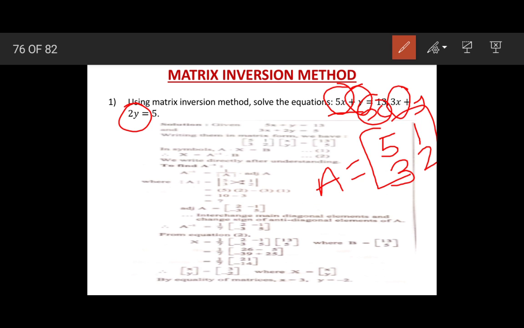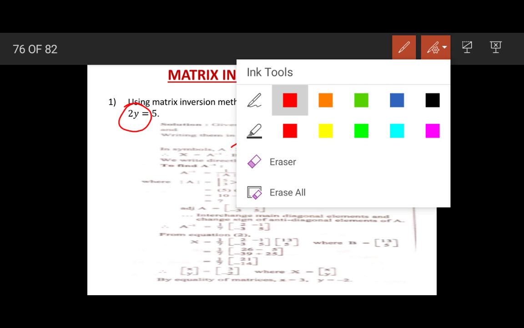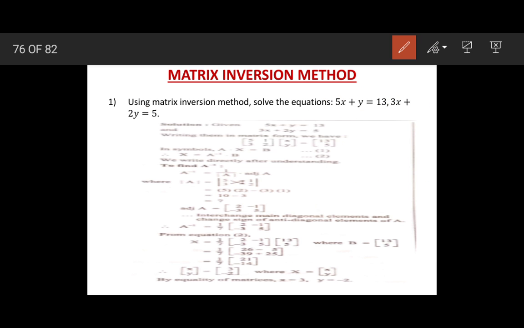So A is a matrix of 5, 1, 3, 2. Okay, A is a matrix of 5, 1, 3, 2. Now second, X. X is what? X is a matrix of variables. Okay, use all capital letters.